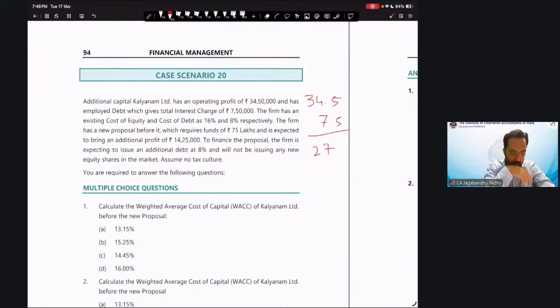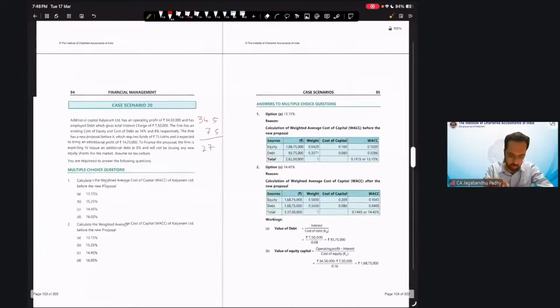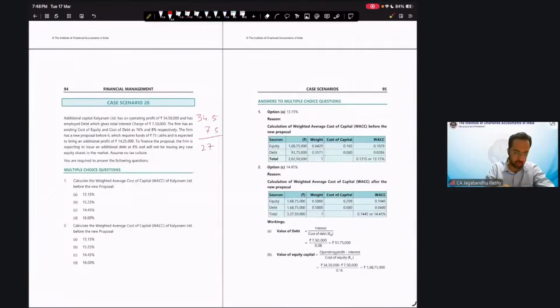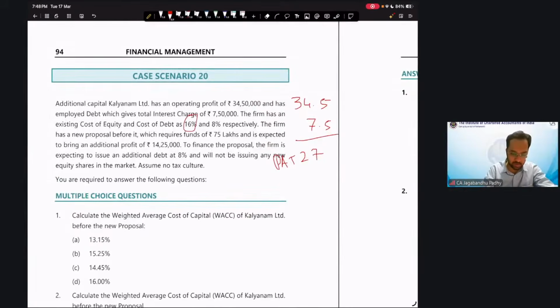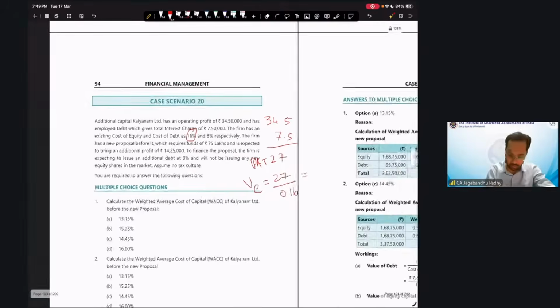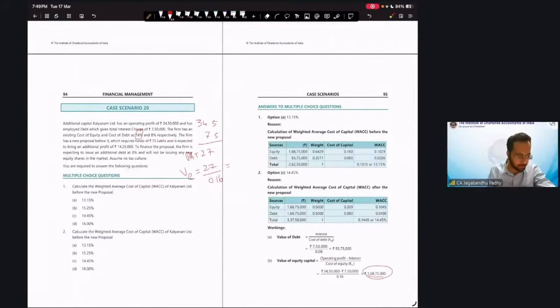Okay, so 27 lakh is the amount of profit or profit after tax that we have, and the cost of equity is 16%. So value of equity will be 27 divided by 0.16. So value of equity comes out to be this number, which is 1 crore 68 lakh 75,000. And value of debt can be obtained as 7 lakh 50,000 divided by 8%, which is 93 lakh 75,000.